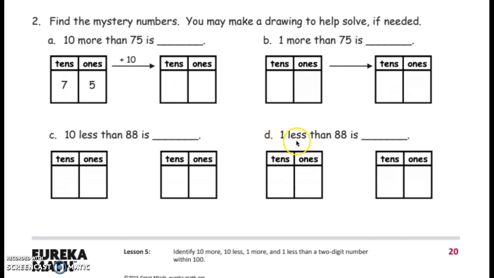Letter D, 1 less than 88 is blank. What's your starting number for the place value chart? Don't forget, draw your arrow to show how the number changed. And then what is your ending number for 1 less than 88? Write your answer on the line.